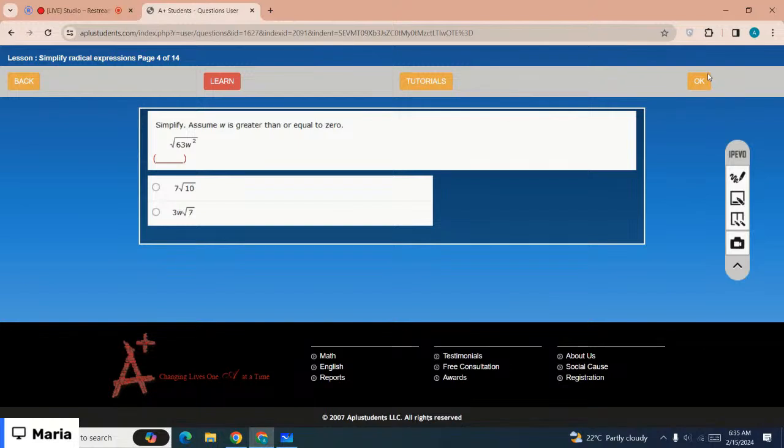Okay, the next one is square root of 63 w square. So which is the correct option? The correct option is 3w square root 7. Option number 2 is the correct option. Got it? That is the second one.